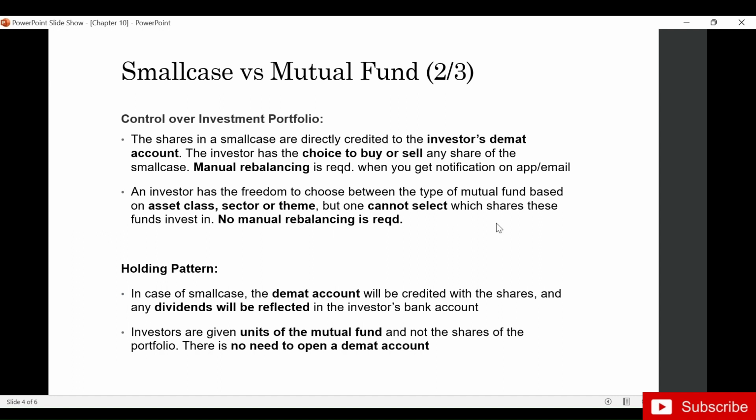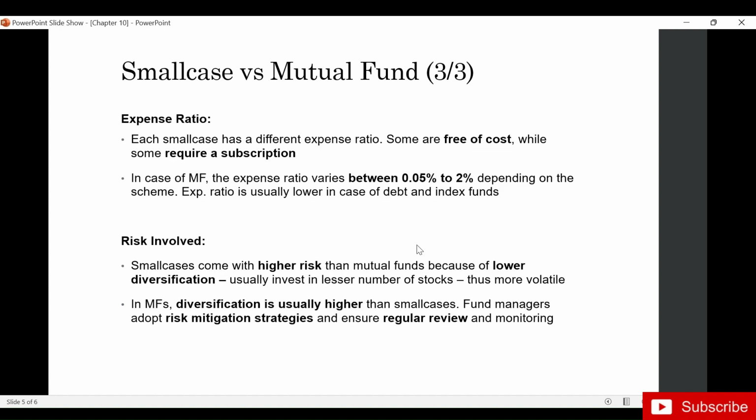The next parameter where we will compare small case and mutual funds is the holding pattern. In case of small case, the investor requires a demat account where the shares will be credited, and if the shares provide any dividends, they will get reflected in the investor's bank account. In the case of mutual funds, the investors are given mutual fund units and they are not given the shares directly. Also, there is no need for the investor to open a demat account.